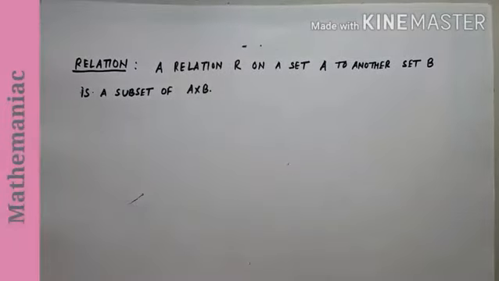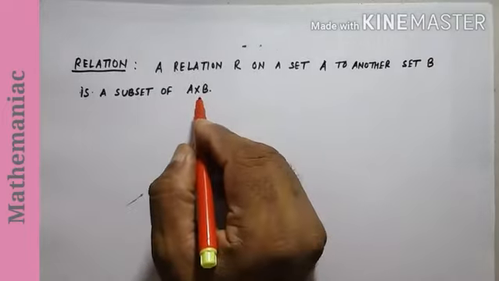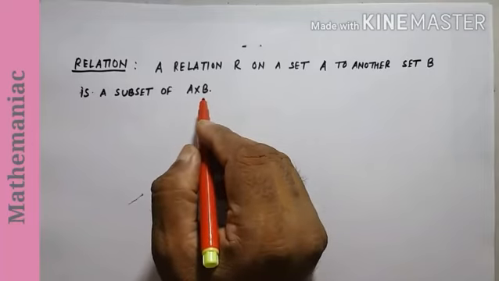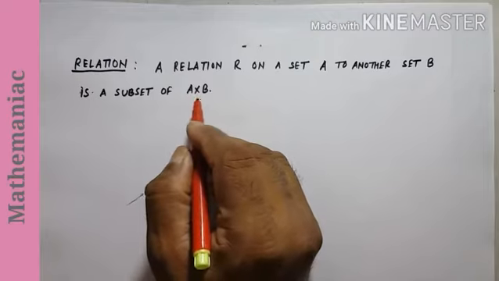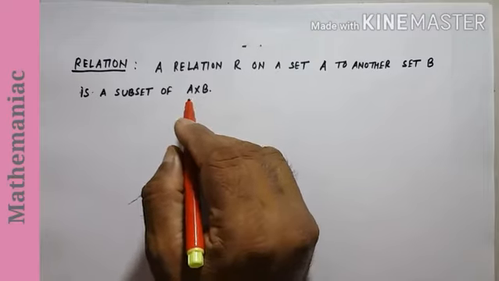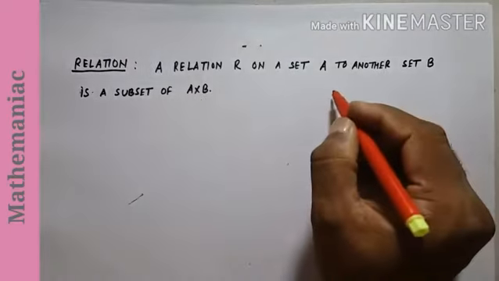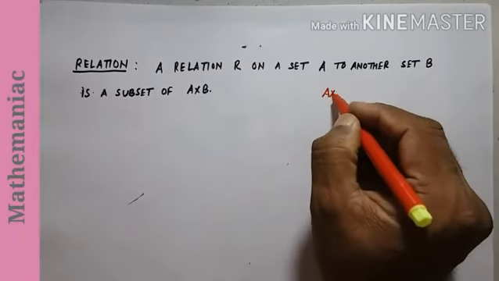So all of you know what is A cross B. A cross B is the Cartesian product, right? Cartesian product of two sets. So any subset of A cross B is called a relation. Okay, so now let me just try to recall what is A cross B. I am writing it here on the side, so you try to recall this.